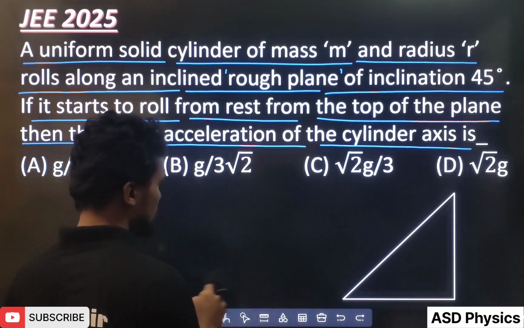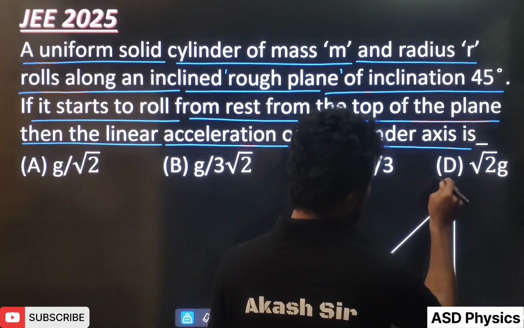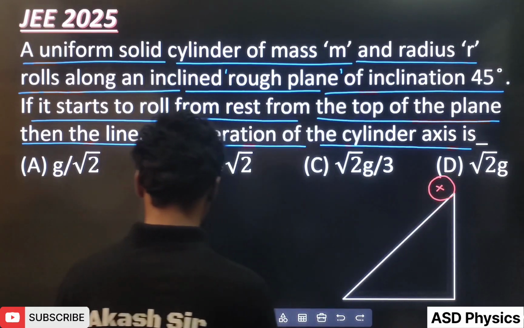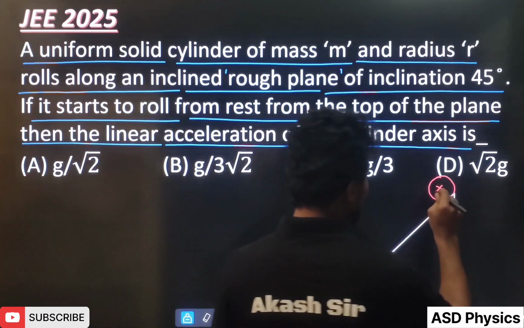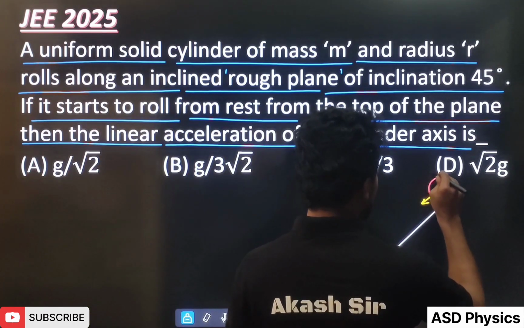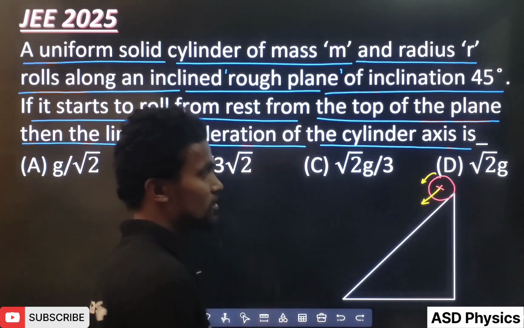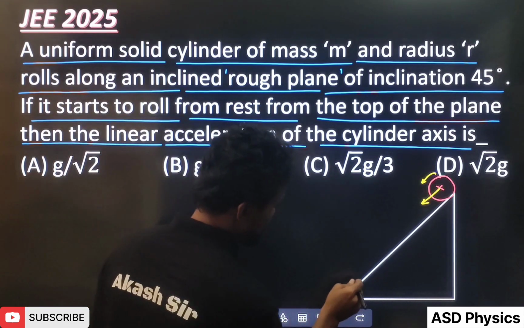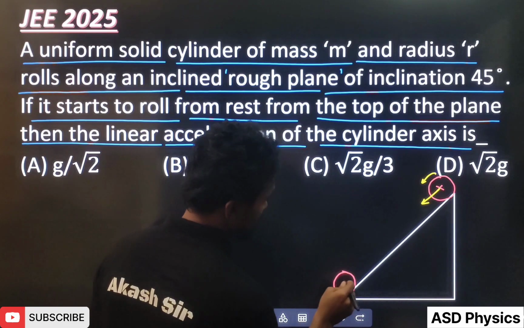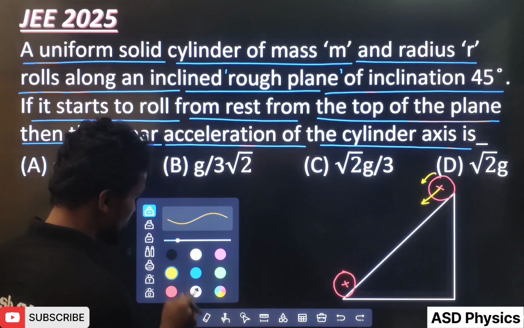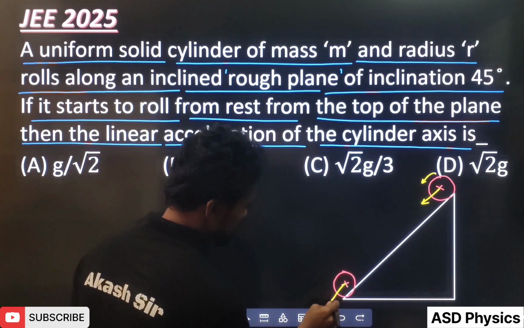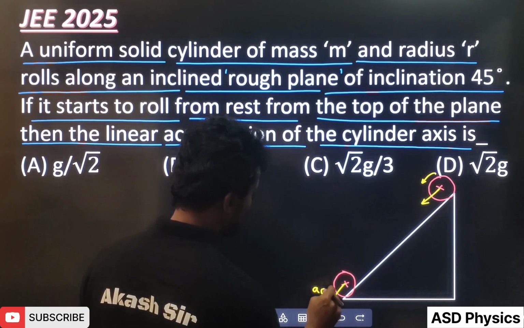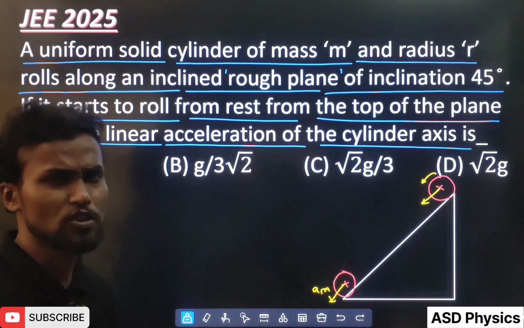So I am going to draw the side view. One cylinder is there. Now it is going to roll in this direction. It will come forward and it will rotate also. After some time it will come here. In this situation, this cylinder will have some acceleration, and here it is the acceleration of the center of mass.